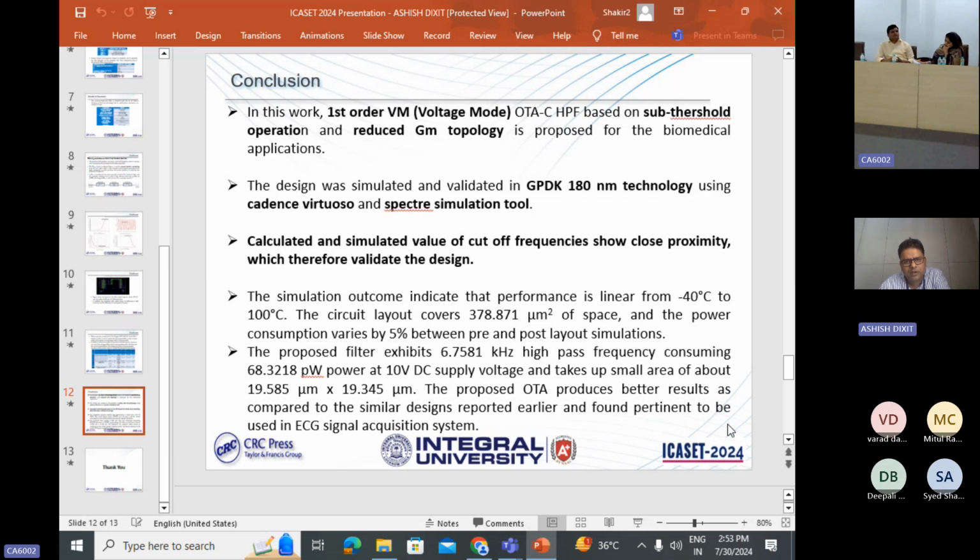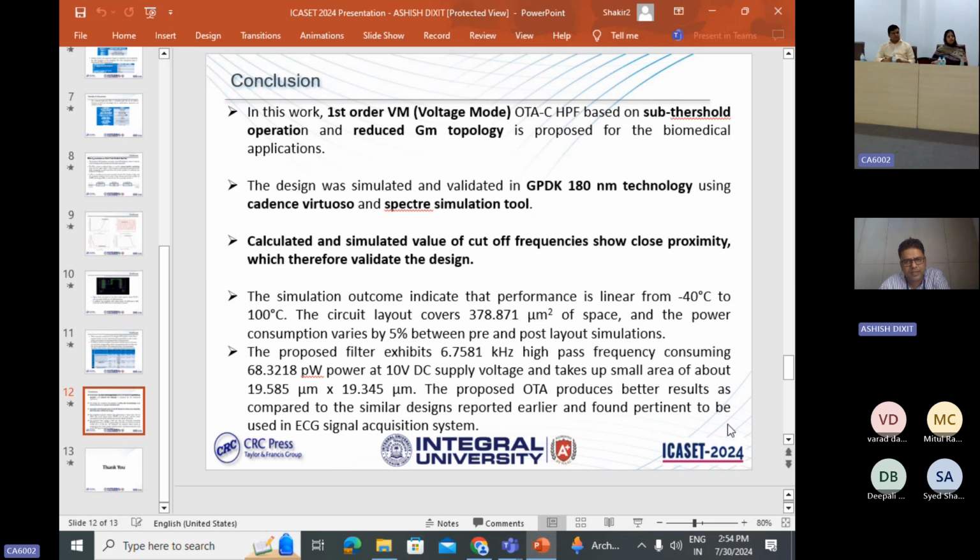In this work, a first order voltage mode OTA capacitor high pass filter based on the sub-threshold operation and reduced GM topology is proposed for various biomedical applications. The design was simulated and validated in GPDK 180 nanometer technology using Cadence Virtuoso and Spectre simulation tools for this analysis. The simulation outcome indicates that performance is linear from -40 degrees centigrade to 100 degrees centigrade.